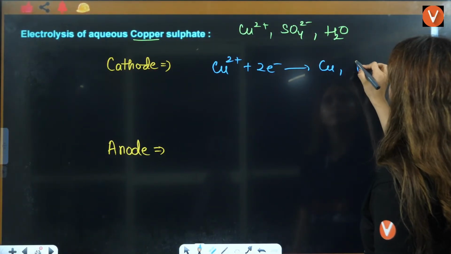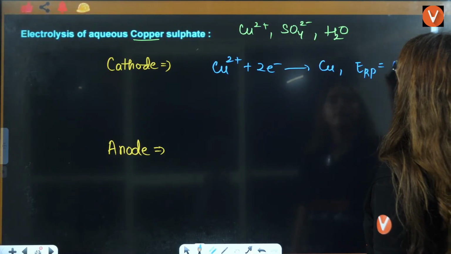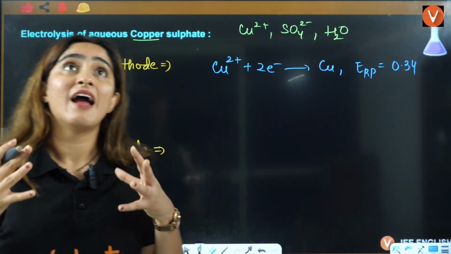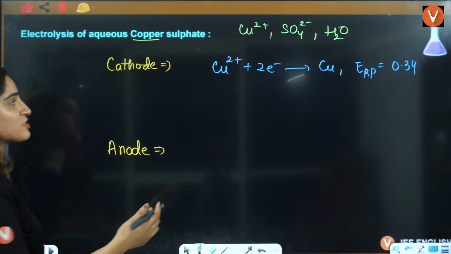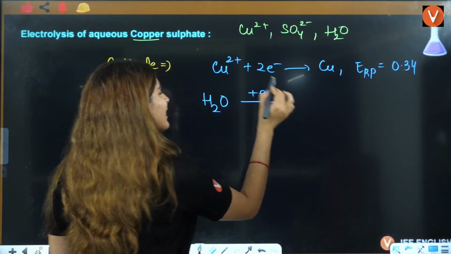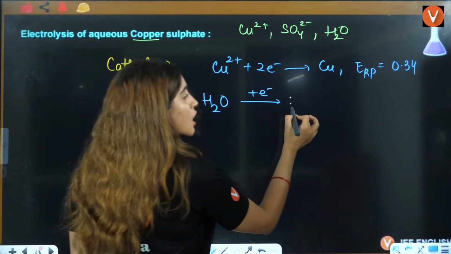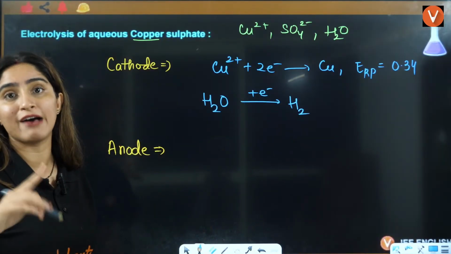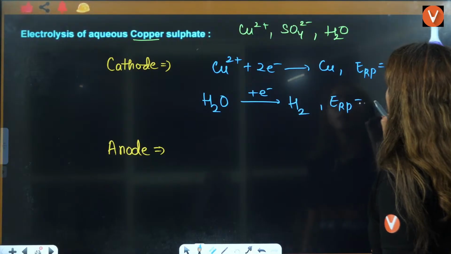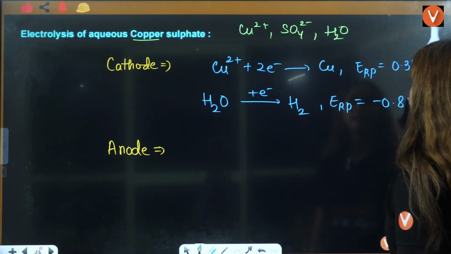You don't even need to remember this. This is a very famous thing because it has a positive reduction potential. It wants to get reduced to a very large extent. Water, we have already learned, with reduction will give H2, and the reduction potential of that is minus 0.83.